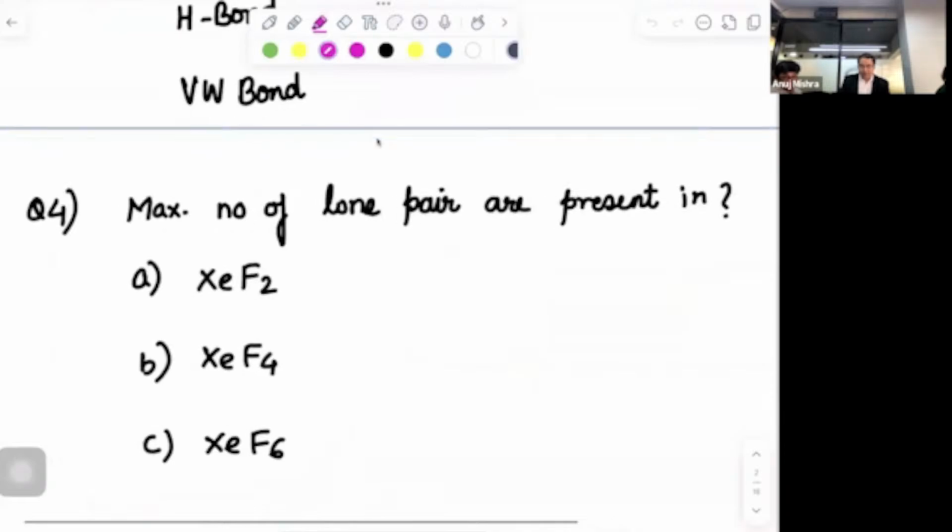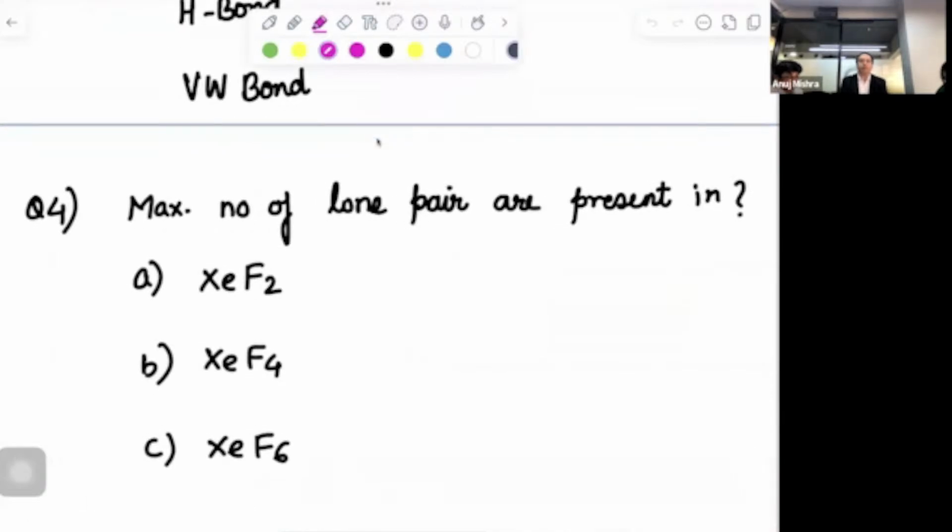Maximum number of lone pairs are present in. Write the question. Maximum number of lone pairs are present in. Write the answer.